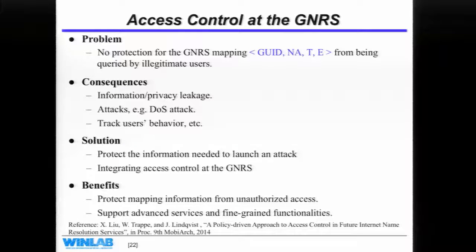So to prevent information and privacy leakage, we integrated access control into the GNRS. And with access control, we can do more than that. For example, we can support advanced services and fine-grained functionalities in the GNRS. The GNRS mapping can be granted based on where the courier is located and when he is at that location.